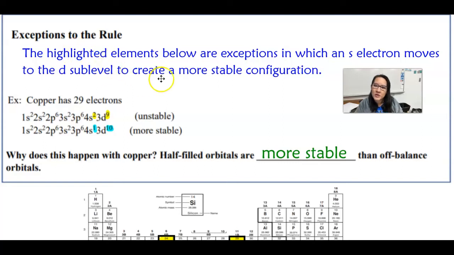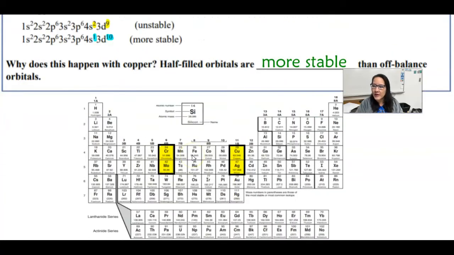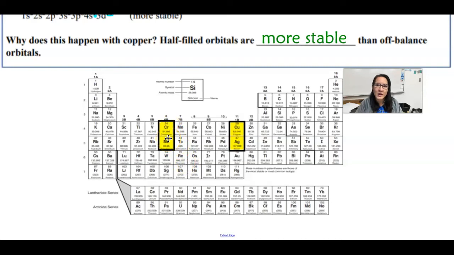There are some exceptions to the rule. The highlighted elements below are exceptions in which an S electron moves to the D sublevel to create a more stable configuration. For example, copper has a 4s2 3d9 configuration, but if one electron moves from the S over to the D, we get 4s1 3d10, which is considered more stable because half-filled orbitals and full orbitals are better than those that are off balance. So these 4 that have been highlighted on the periodic table are the 4 exceptions that would have an S electron move to its D sublevel.